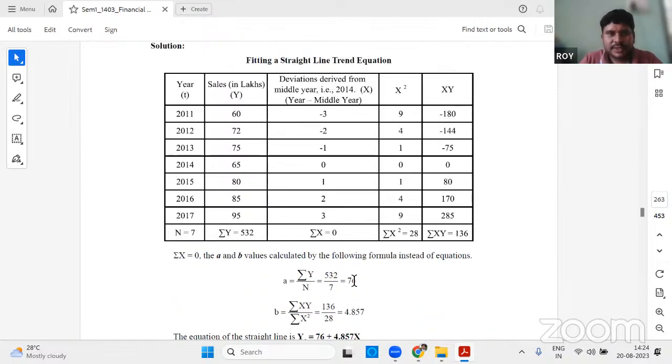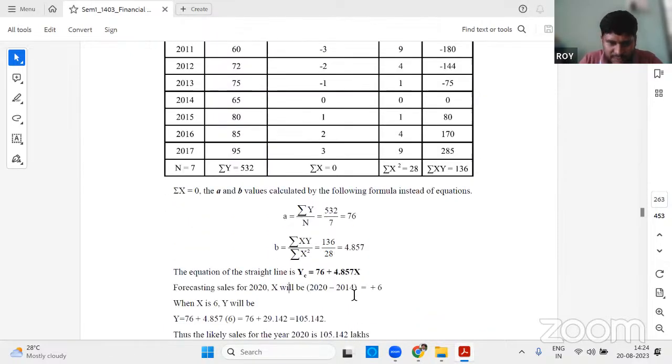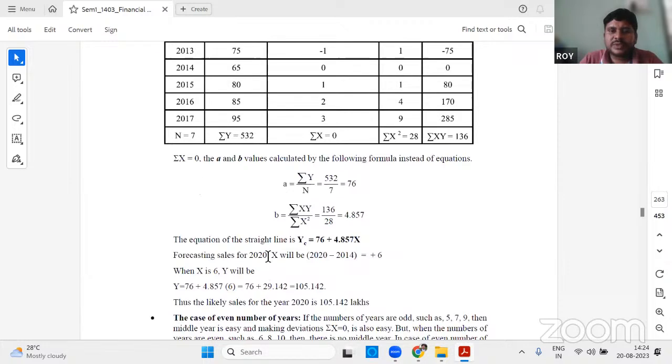2020 minus 2014 plus 6 has come. And if you take this 2024 again, hello, 2024. Tell me the answer. What will be the sales for 2024? You calculate, you will get it.